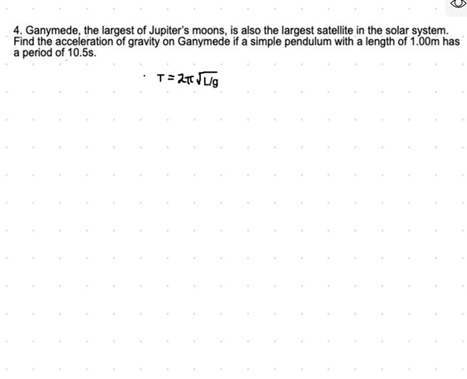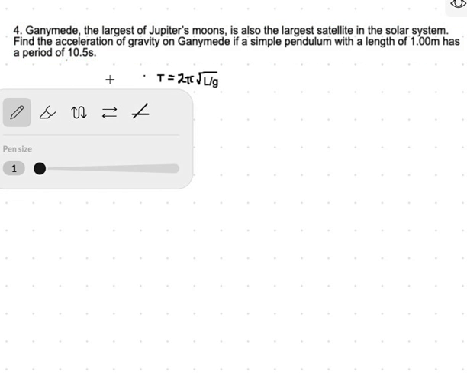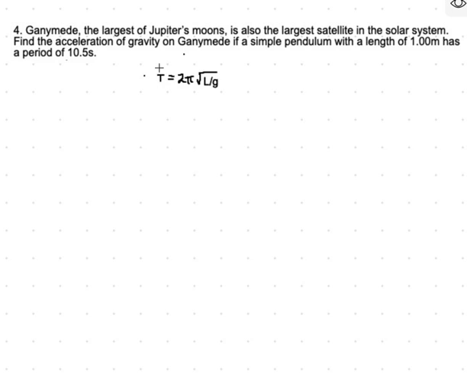Find the acceleration due to gravity on Ganymede if a simple pendulum with a length of 1 meter has a period of 10.5 seconds. So we're going to be using that same formula that we've been using to solve for period for all of our other questions, but this time we're solving for a different variable, which is acceleration due to gravity. Okay, so if we take a look at this formula, we have T.